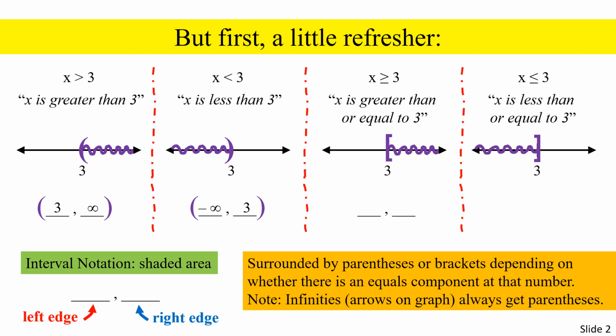X is greater than or equal to 3. The left edge of the shaded area is 3. The right edge of the shaded area is the arrow. That's positive infinity. Because the 3 is included, it gets a bracket. The infinity always gets parentheses. X is less than or equal to 3. The left edge of the shaded area is the arrow on the left, or negative infinity. The right edge of the shaded area is 3. Infinity always gets parentheses, and because the 3 is included, it gets a bracket.